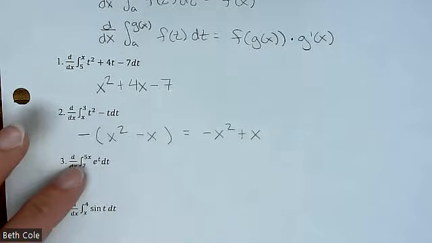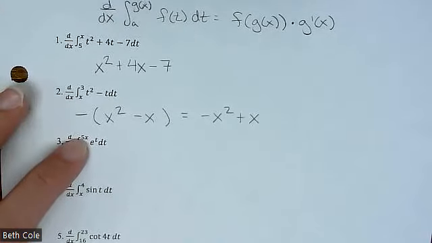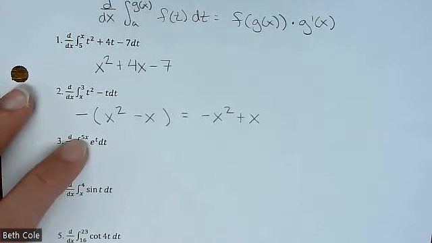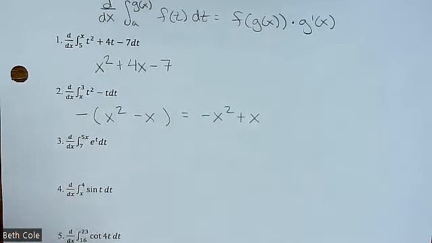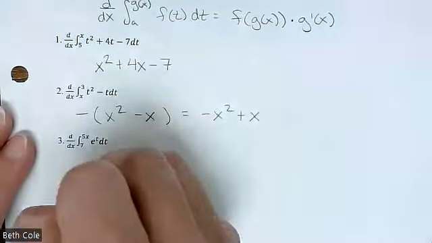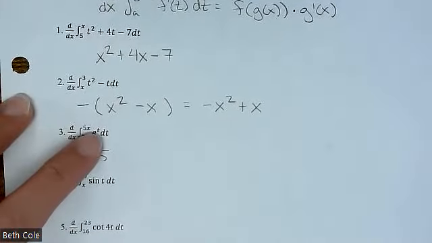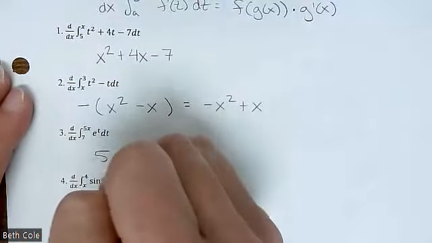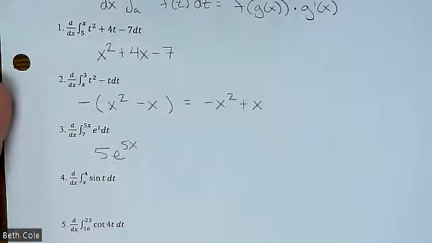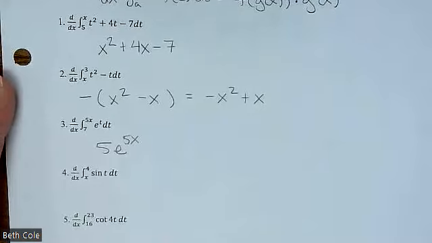For this one, do you see how it's not just x? Do you see how it's 5x? There's a chain rule. You have to chain on the derivative of 5x, which is just 5. And I usually put that first so that I don't forget it. But then you just take 5x and plug it in for t. So e to the 5x. I'm going to pause there for a second.